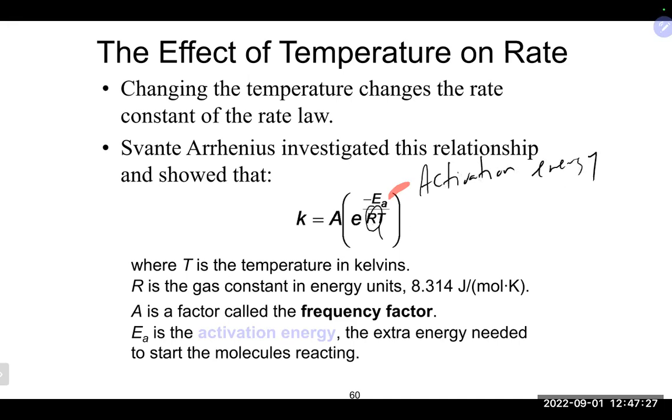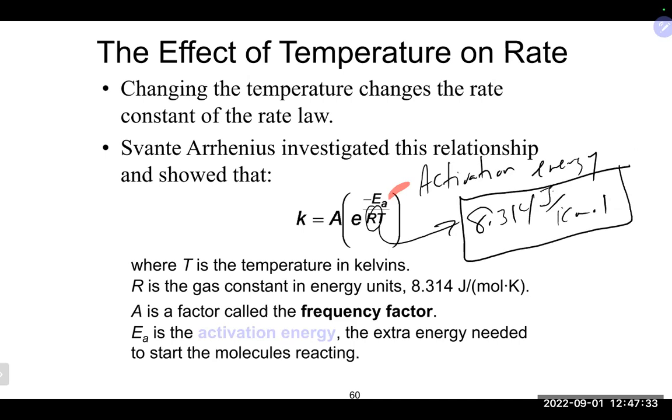R is the gas constant, but it is the one that involves energy. So it is not the one that you use in the gas law. It is this one here, the 8.314 joules per Kelvin per mole. And T is temperature, and much like most things in chemistry, if it's temperature, it should be in Kelvin, right? So once again, 273 plus Celsius gets you the Kelvin.